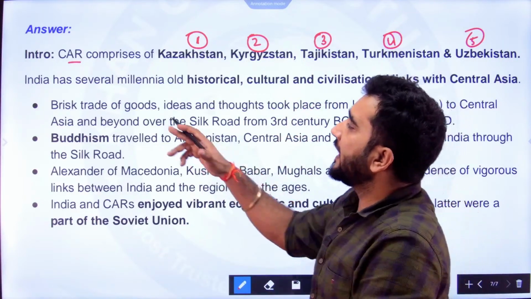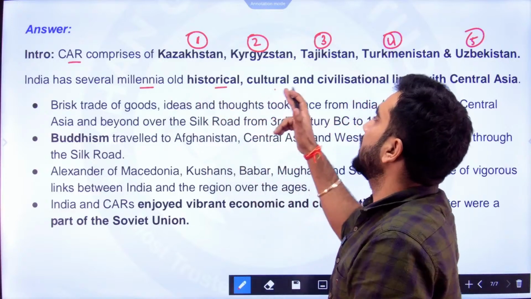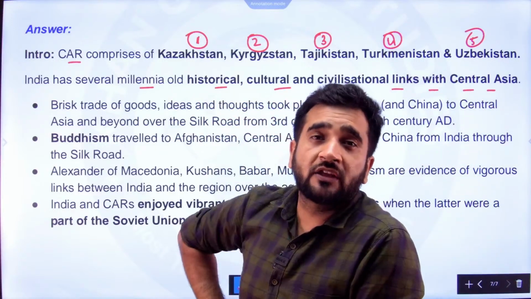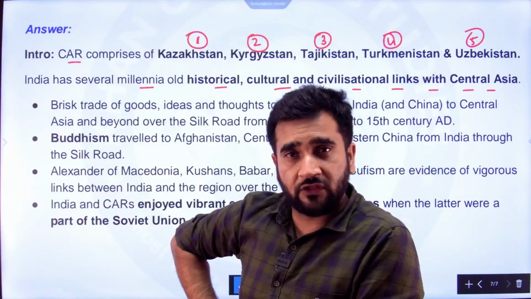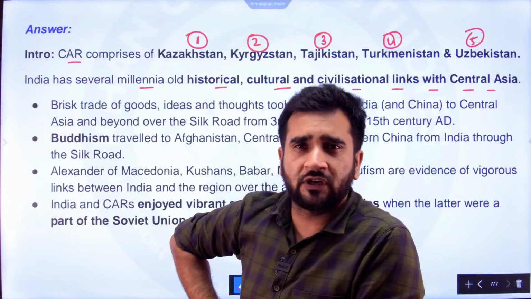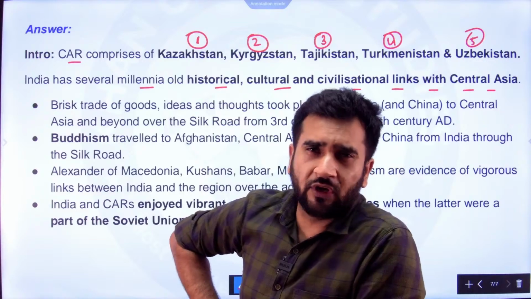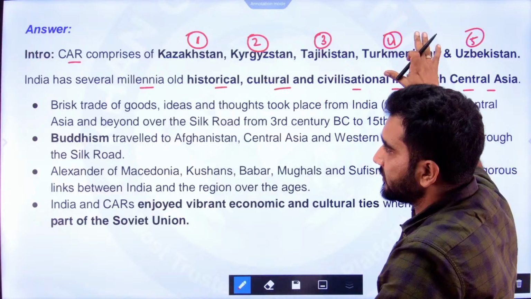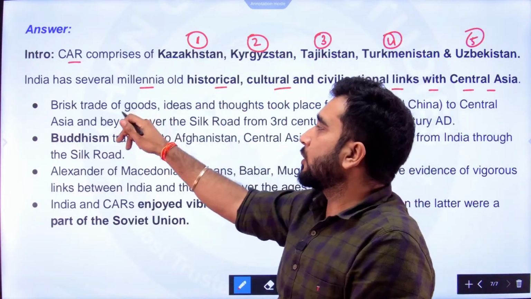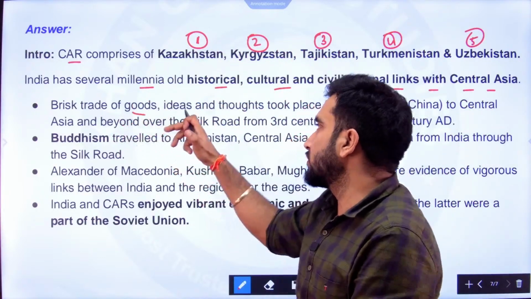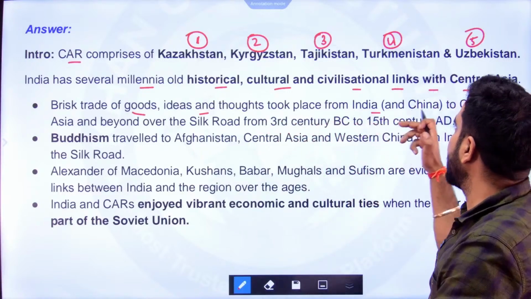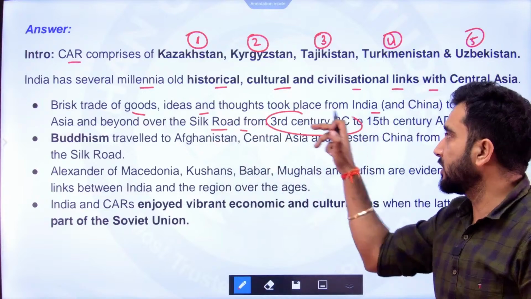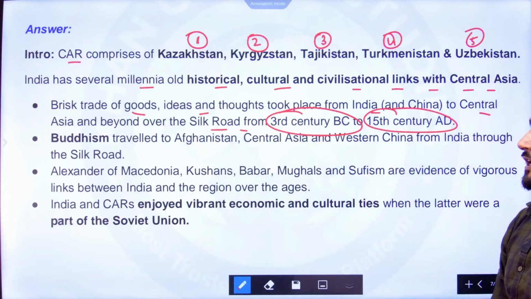Now, India has several millennia old historical, cultural, and civilizational links with Central Asia. So, you can mention about India's historical linkages with Central Asia in the introduction. This will give a historical context in the introduction, and that is a good type of introduction. So, first of all, you've introduced what CAR is. Then you can talk about the ancient trade of goods, ideas, and thoughts which took place from India and China to Central Asia and beyond over the Silk Road from 3rd century BC to 15th century AD.